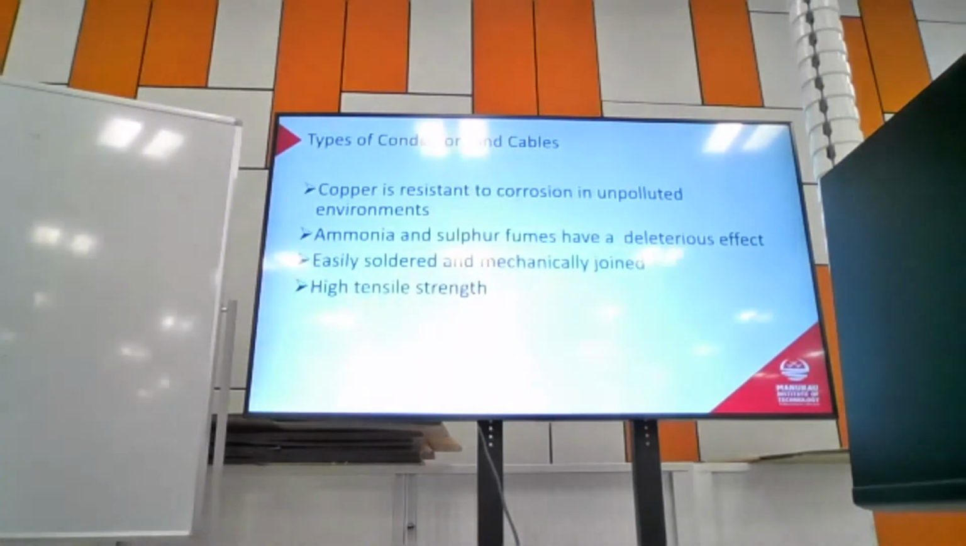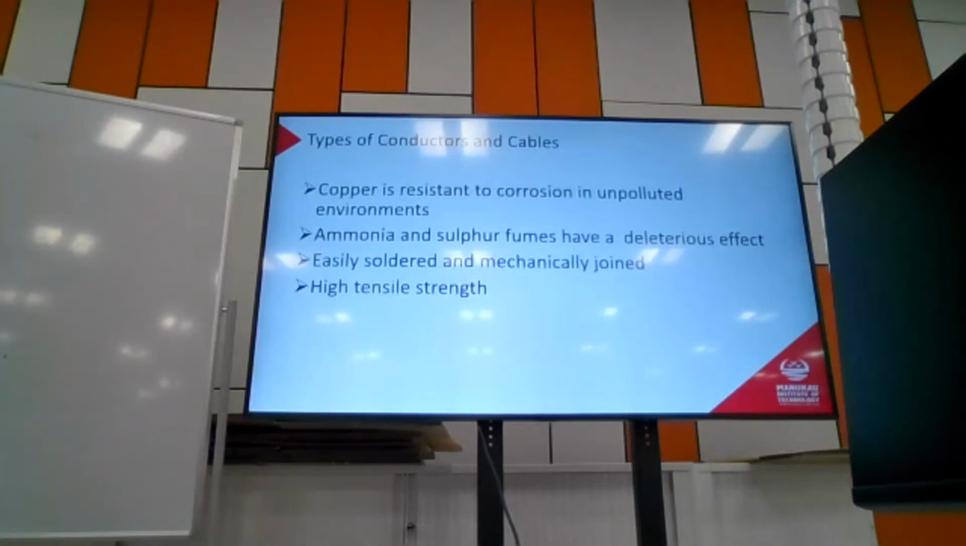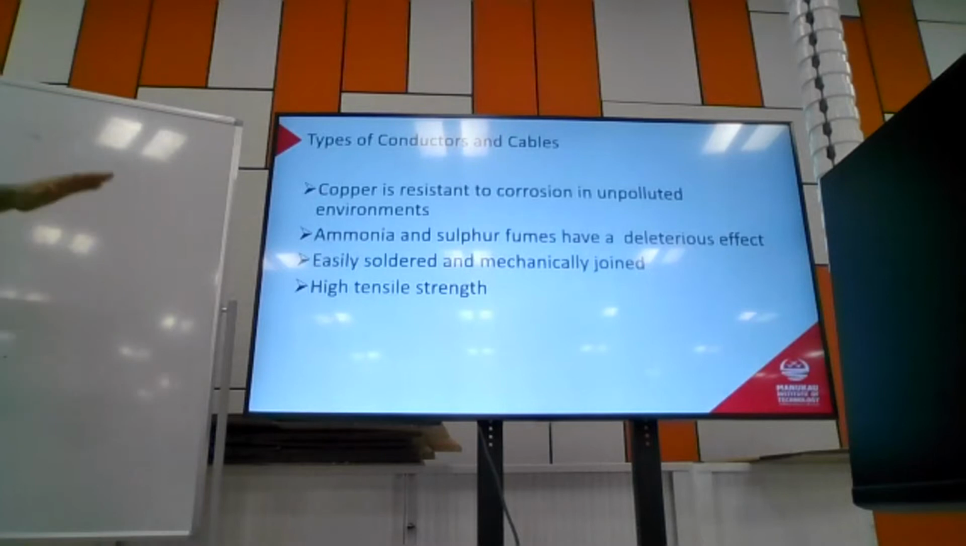So our copper conductors, advantages of copper. Obviously, it's a great conductor. That's probably the most important advantage of using copper. It's resistant to corrosion in unpolluted environments. Where's a situation where that might not be true? Here's a place that I'm thinking of. Hey, look at the next line. Ammonia and sulfur fumes have a deleterious effect.